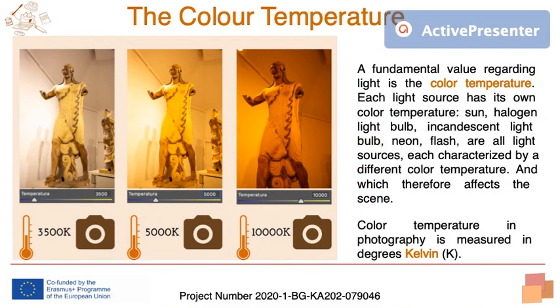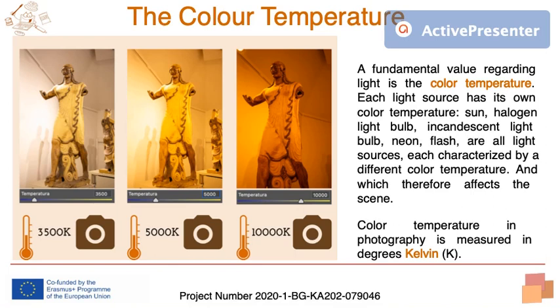The human eye is much more complex and records colors better than the camera. The human eye records colors, corrects the light, and we can see them as they are. The camera, on the other hand, is conditioned by the type of light with which we are photographing, for example sunlight or tungsten light or fluorescent light. A fundamental value regarding light is the color temperature. Each light source has its own color temperature: sun, halogen light bulb, incandescent light bulb, neon, flash, are all light sources, each characterized by a different color temperature, and which therefore affects the scene.